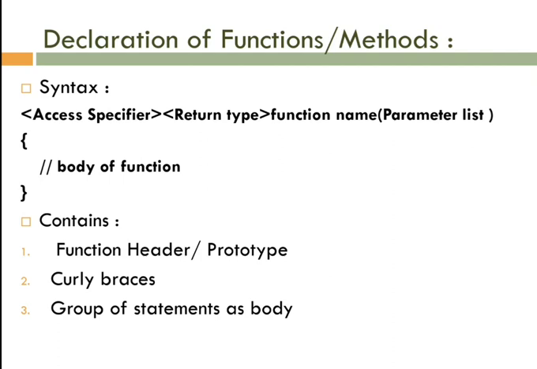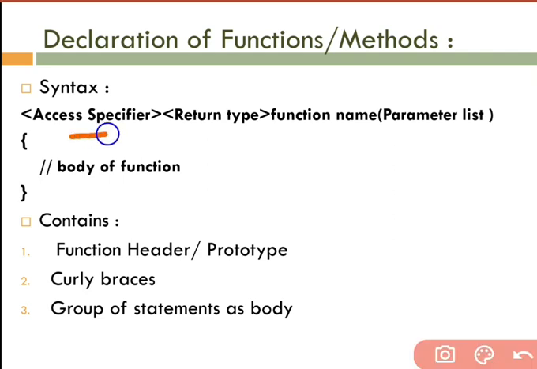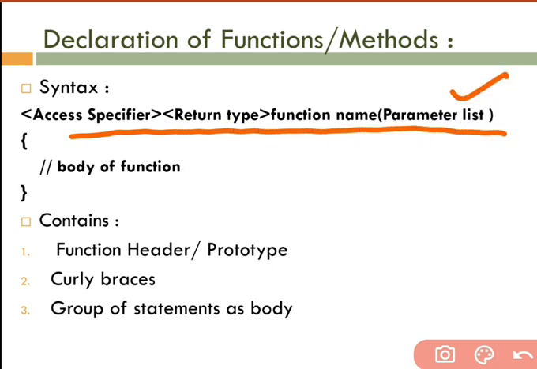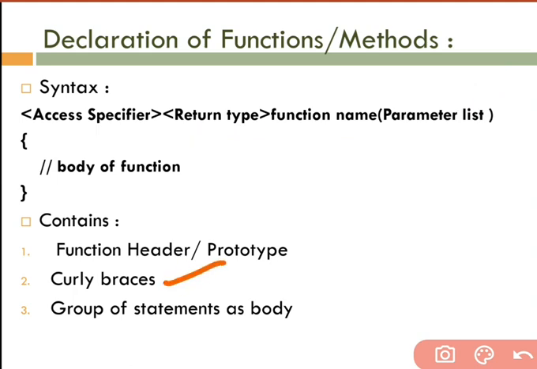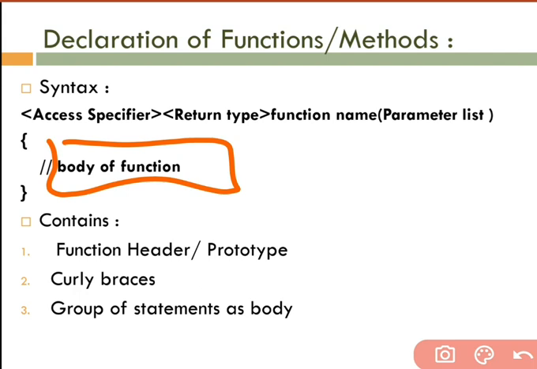A function contains first the function header or prototype. The first line we write is the function prototype, or we can say it is the function header. And then curly braces. Curly braces show the scope of a function, and the group of statements is the body. We can write anything here. We can have the logic of factorial here.